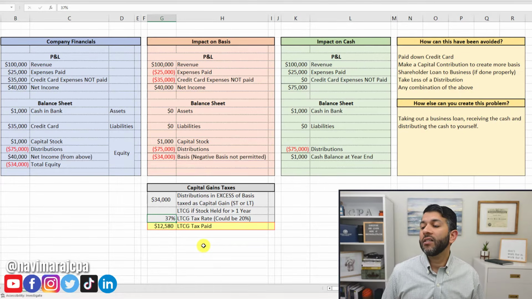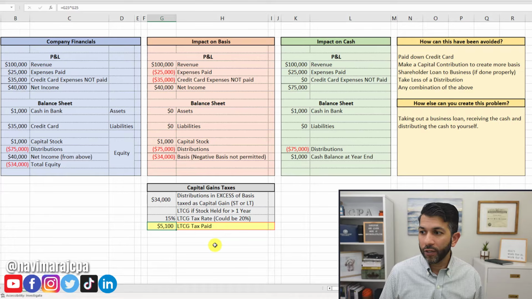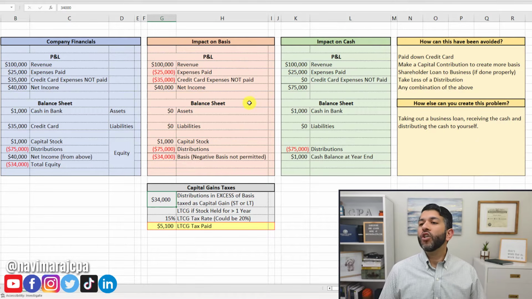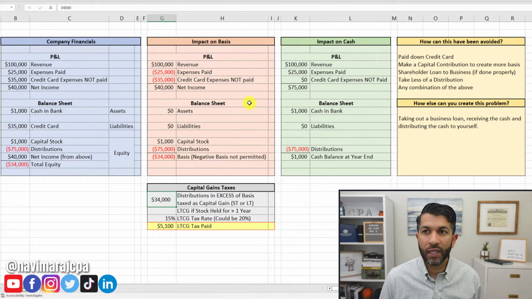But I'm going to be nice and say that it's long-term capital gains, and you're not making a ton of money, and so it's probably taxed at 15% instead of 20%. Well, this mistake is costing you $5,100, because you're paying long-term capital gains tax on $34,000. So you might be wondering, how did this person even get into this situation to begin with?